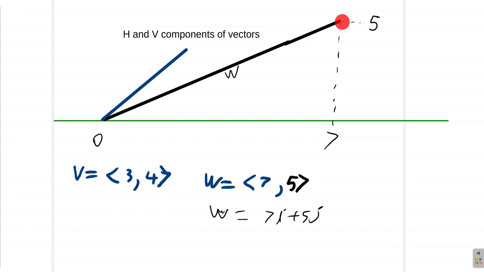That's what it means. As for V, this would be V. V is 3, 4. It would be the same thing as V is equal to 3i plus 4j. Right? So, what that means, it goes 3 to the right.